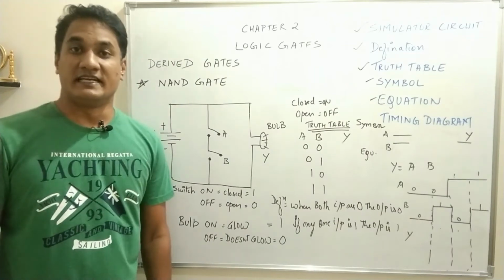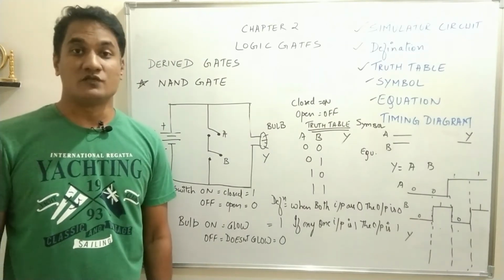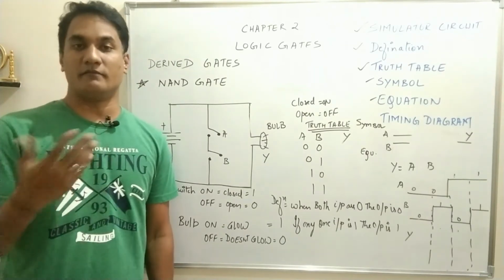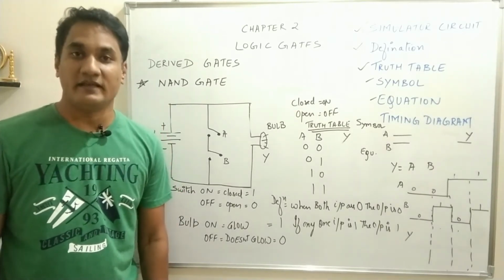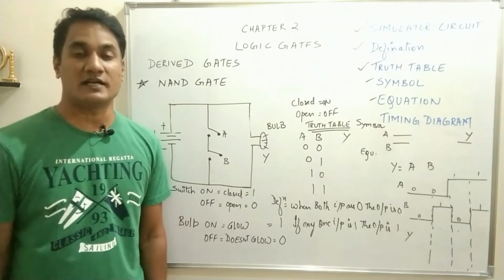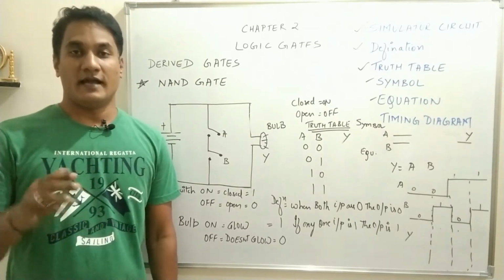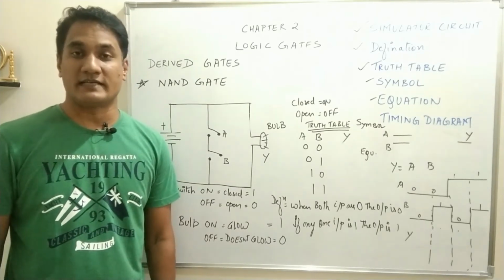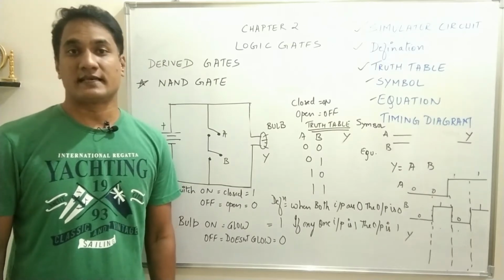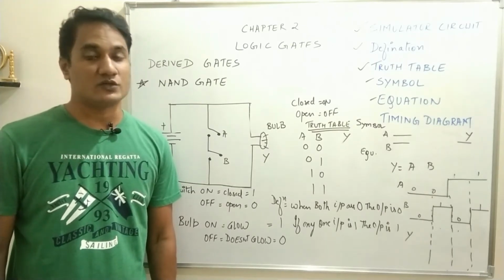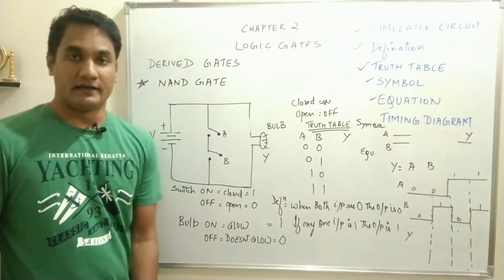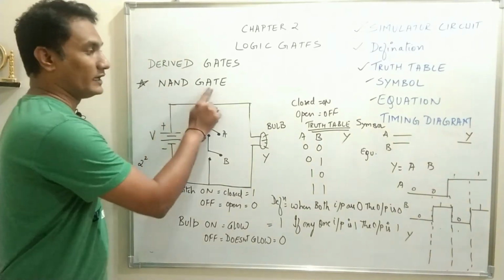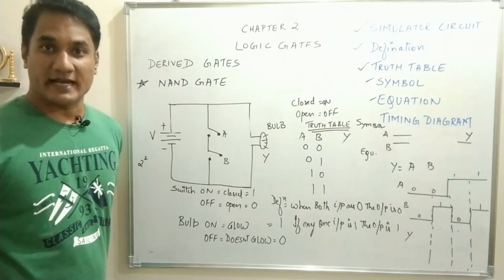Next is derived gate. That means we will use the basic gate to form another type of gate called a derived gate. Under the heading of derived gate, we will try to understand two gates today, and in the further class we will extend one more gate called exclusive OR gate. The two gates which we will try to understand are NAND gate and NOR gate.